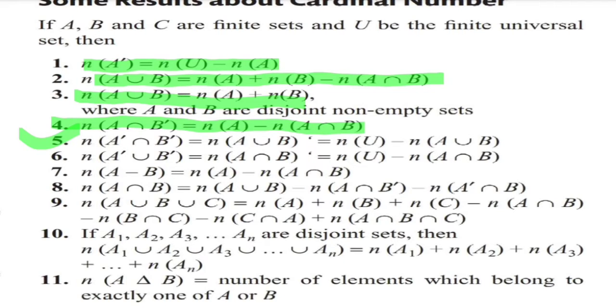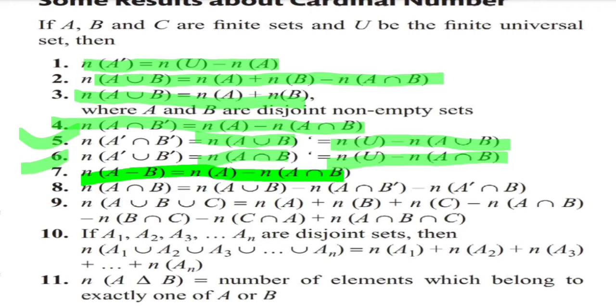Next, the fifth one, n of A complement intersection B complement, which is equal to n of A union B complement, or which is equal to n of U minus n of A union B. Next, the sixth one, n of A complement union B complement, which is equal to n of A intersection B complement, or which is equal to n of U minus n of A intersection B. Next, the seventh one, n of A difference B, which is equal to n of A minus n of A intersection B. The eighth one is n of A intersection B, which is equal to n of A union B minus n of A intersection B complement minus n of A intersection B.